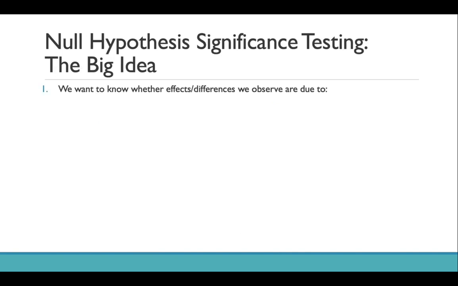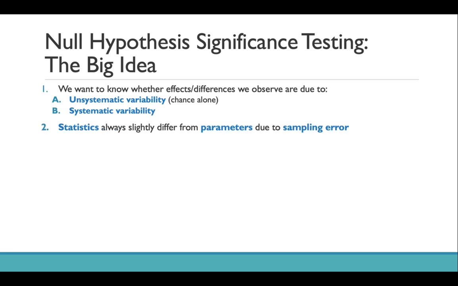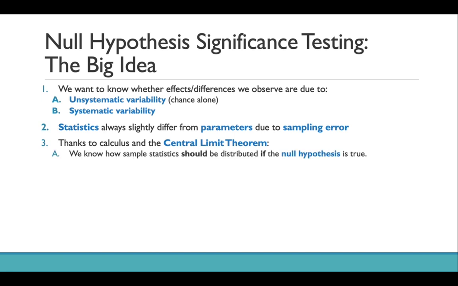So we've covered a lot of ground in this lecture, and I want to take a moment to tie all of this back in to the big idea of null hypothesis significance testing. We want to know whether the effects and the differences we observe are due to unsystematic variability, in other words, chance alone, or due to systematic variability, variability due to the factors that we're studying. Statistics always slightly differ from parameters due to sampling error. However, thanks to calculus and the central limit theorem, we know how sample statistics should be distributed if the null hypothesis is true. And that means we can calculate the probability, represented by the p-value, of any given sample statistic occurring if the null is true.